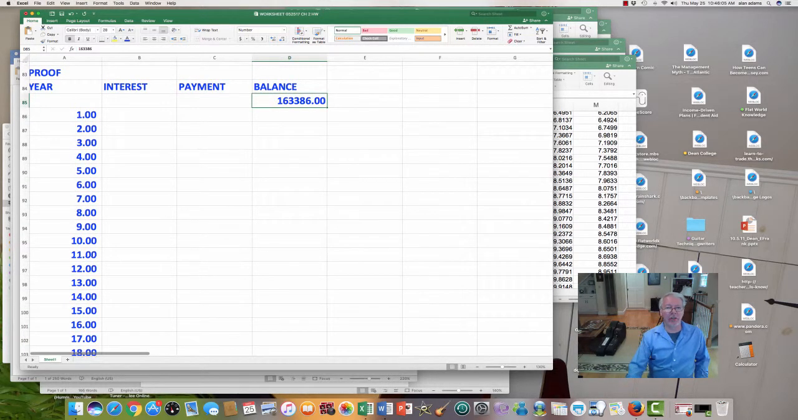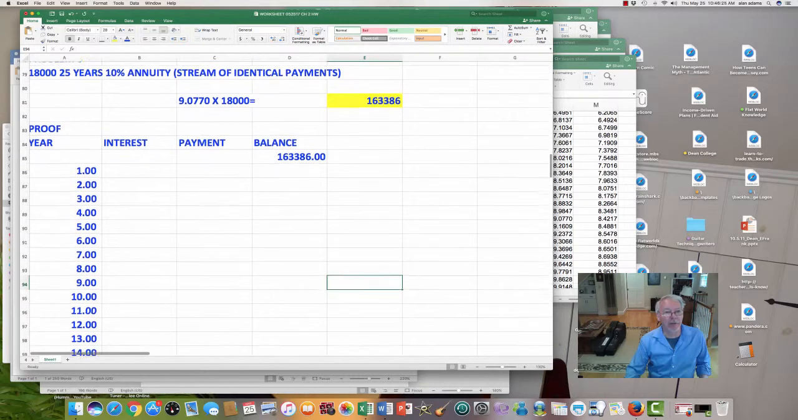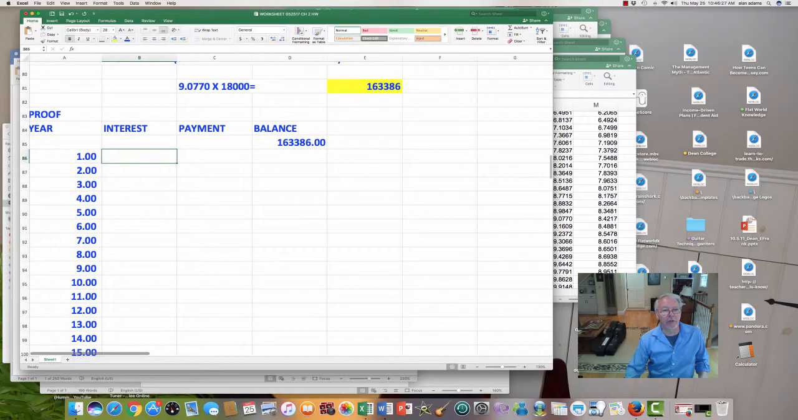Right now, that 163,386 should throw off $18,000 a year every year for Bill, but whatever is in this account is always going to be earning interest. Even as it declines, it will still earn interest right to the very last day. Okay? And it will earn interest at what rate? It will earn interest at 10%. Let's see if it works.